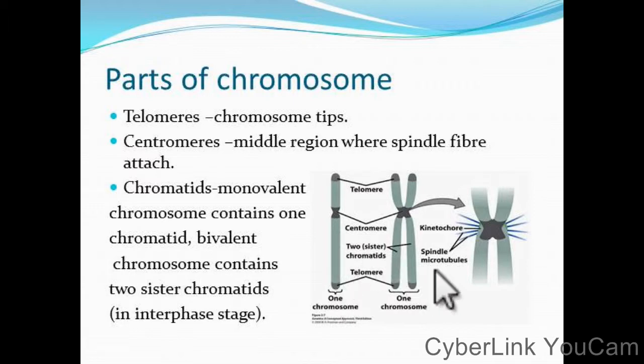Chromatid. In a monovalent chromosome there is one chromatid, but in a bivalent chromosome, this is the bivalent chromosome, there are two sister chromatids. And the step from monovalent chromosome to bivalent chromosome occurs in the interphase stage, the longest stage.